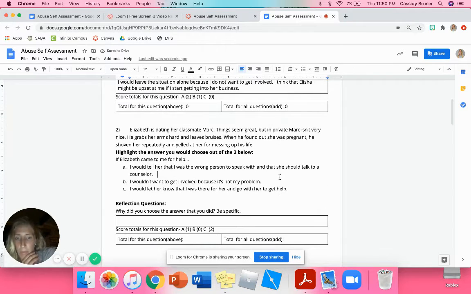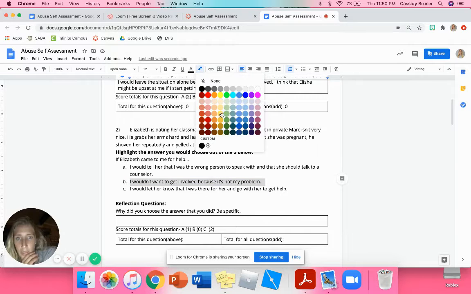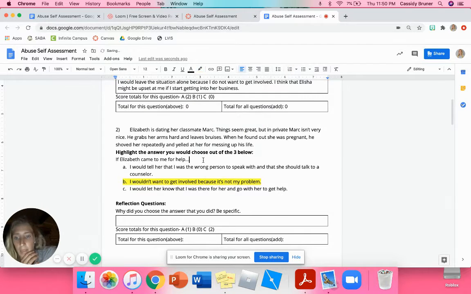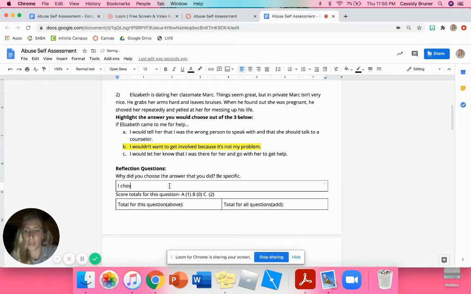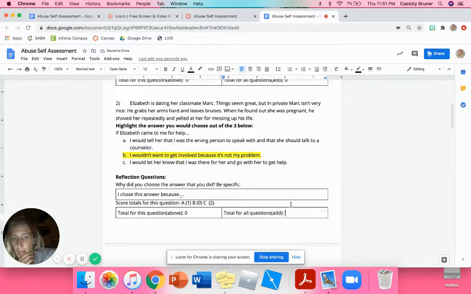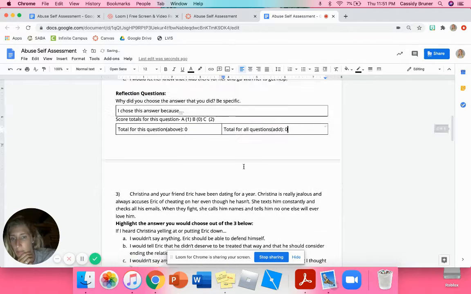Let's pretend that I put B. I'm not even going to read the situation, but say I put B, I'm going to highlight that. Then I'm going to say I chose this answer because, and I'm going to be specific. I'm not just going to repeat what the answer says. Answer B, of course, is also worth 0 points. So I click 0 points for this question. From both, I got 0 there and 0 there, so I have 0 total.